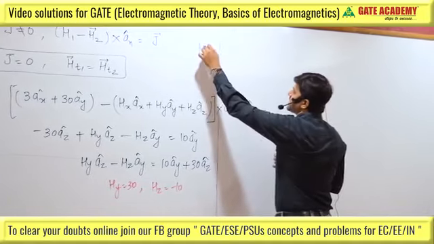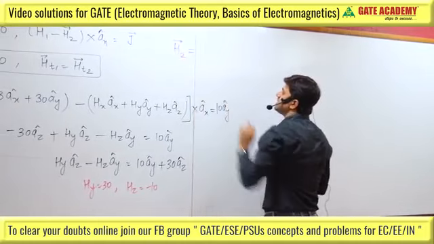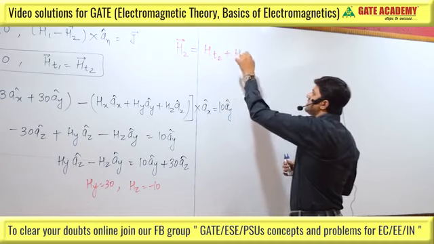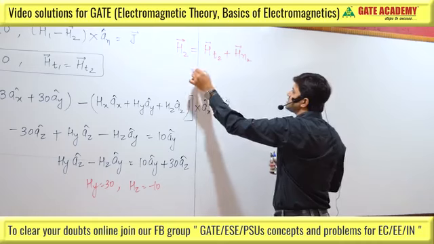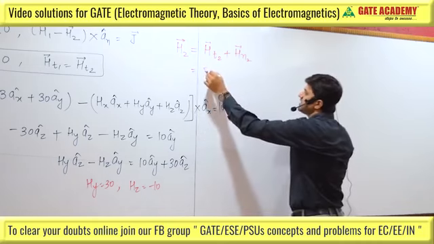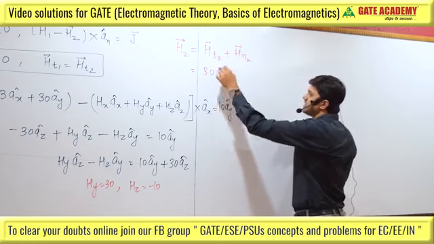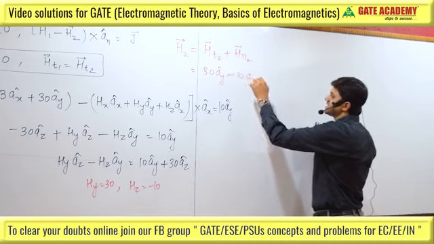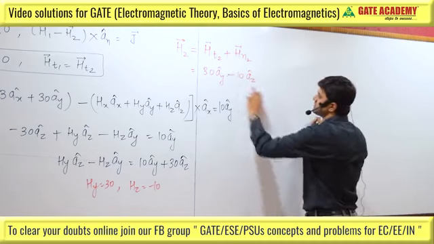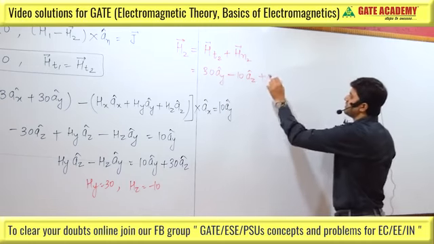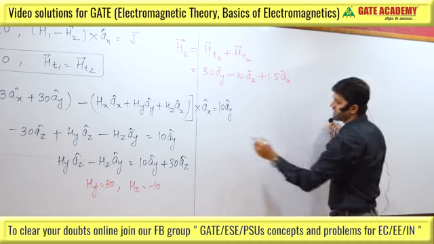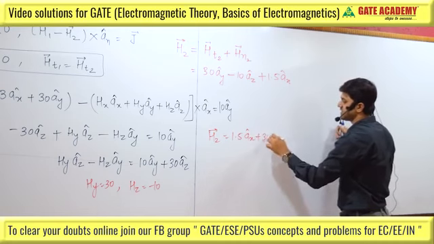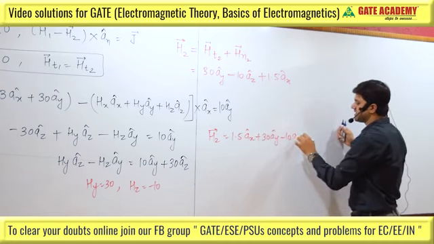So the magnetic field in region 2 is the tangential component plus the normal component. The tangential components are 30 ay, plus minus 10 in the z direction, so minus 10 az, and the normal component is 1.5 ax. Hence H2 will be 1.5 ax plus 30 ay minus 10 az.